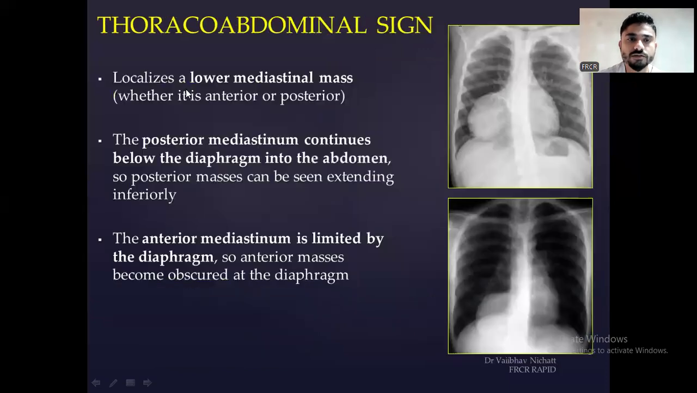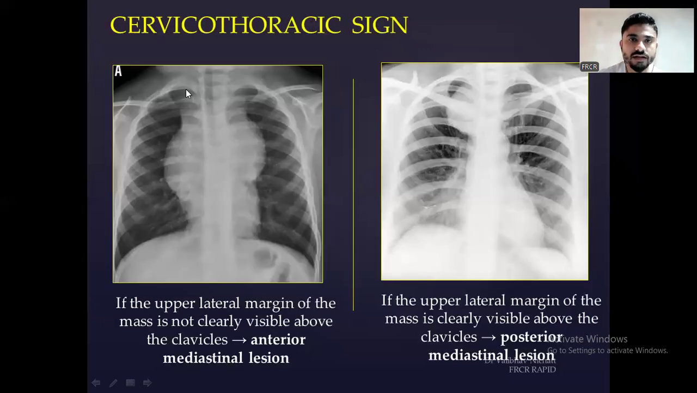Because many a time in actual practice, you get such cases where it looks like the mass is extending upwards to the medial end of the clavicle, but since the superolateral border of the mass is not very well seen, like in this case, that is the reason we are not calling this lesion posterior mediastinum, we are calling it anterior mediastinum only. So this is how the anterior and posterior mediastinal masses are localized based on cervicothoracic sign.